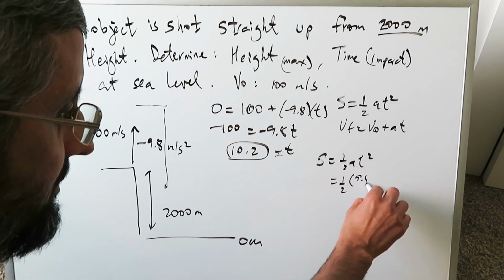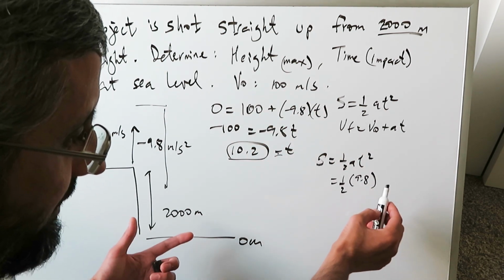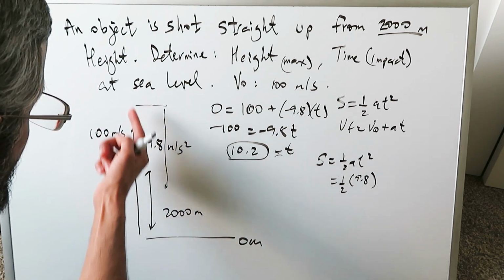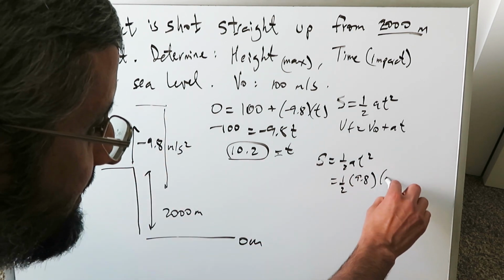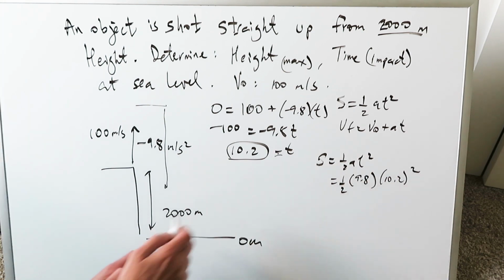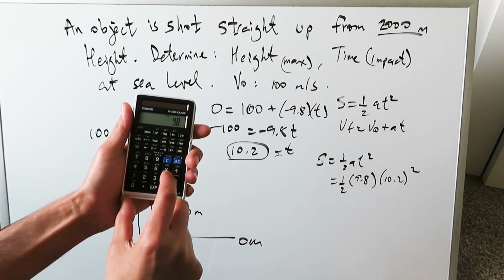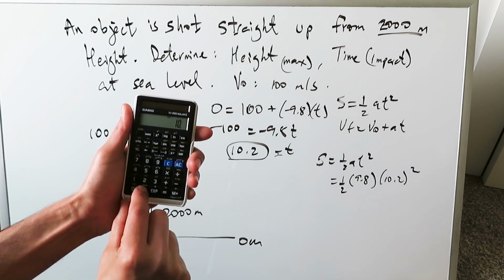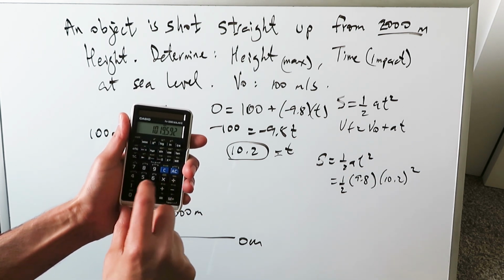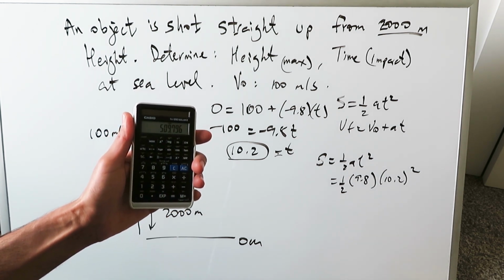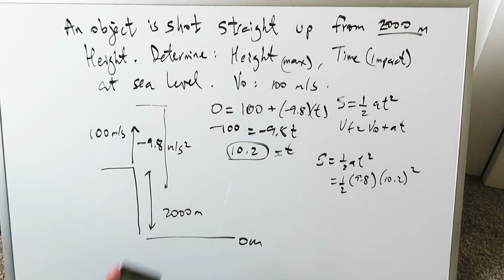Half times 9.8. Here it doesn't matter the vector direction. We're looking upwards for the maximum height, so you can keep it positive. And then 10.2 square. You'll have 9.8 times 10.2 square divided by 2. Maximum height here is 509, which I'm rounding up to 510 meters.